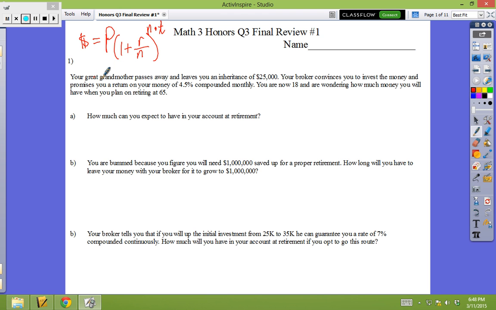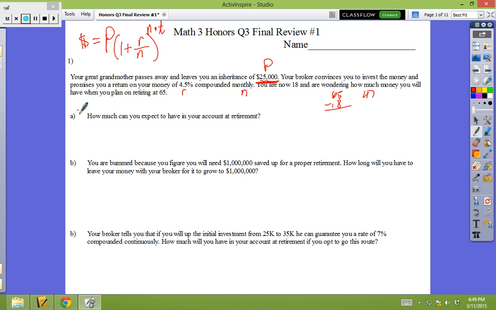So number one, 25 grand, that's what we're going to deposit, that's our P. This is our interest rate, monthly, that's our N. So we're going to get paid interest 12 times a year. You're now 18, you're going to leave that money in the bank until you're 65. So that's our time, and our time is going to be 65 minus 18, that's 47.